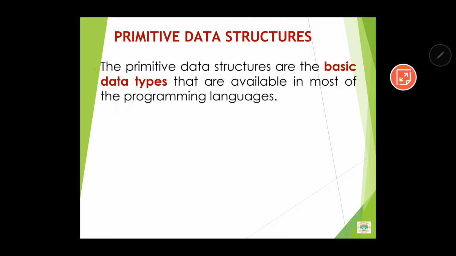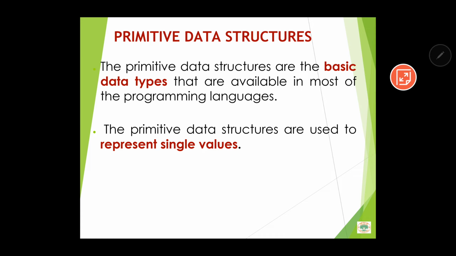So what are primitive data structures? The primitive data structures are the basic data types that are available in most of the programming languages. Since we will be doing programming in Python, what are the basic primitive data types here? Int, float and strings. These are called primitive data structures. The primitive data structures are used to represent single values.